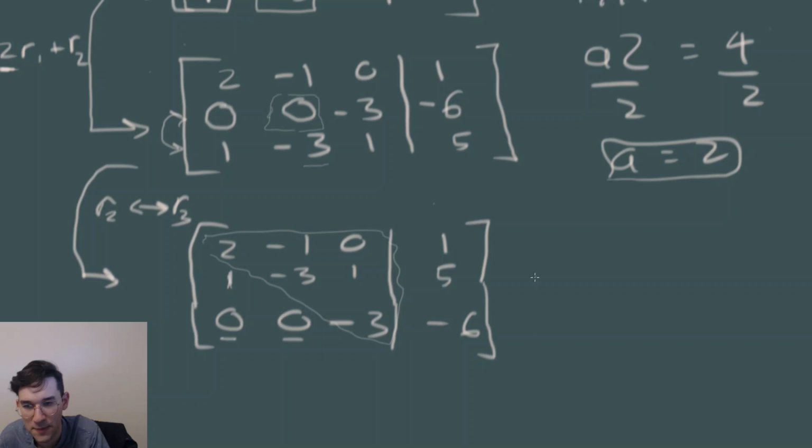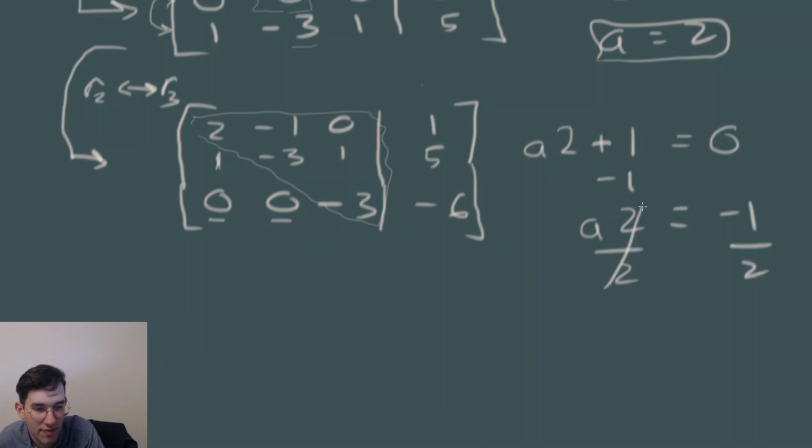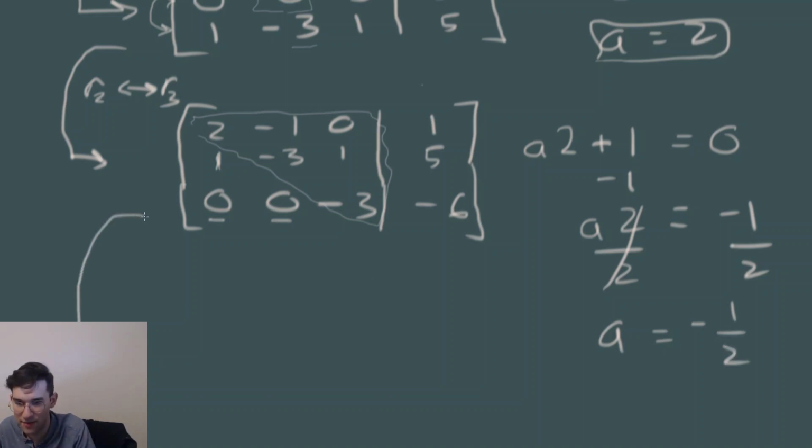So a times 2 plus 1, right? We're getting the 2 from here, we're getting the 1 from here, equals 0. So how can we turn this 1 into a 0? What can we multiply 2 by to get this 1 to be a 0? Let's just walk it through. So do a little bit of algebra. Divide both sides by 2. So we get a equals negative 1/2. So that's what we're going to do here. Negative 1/2 R1 plus R2.